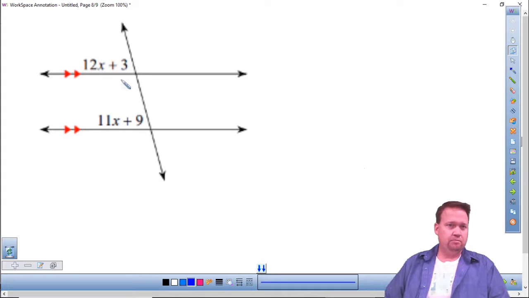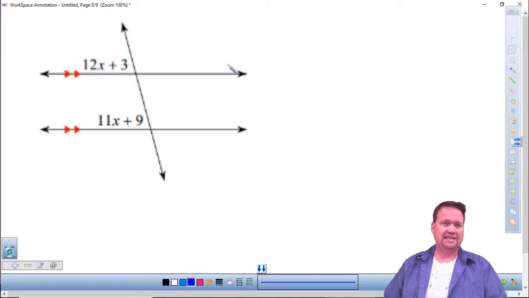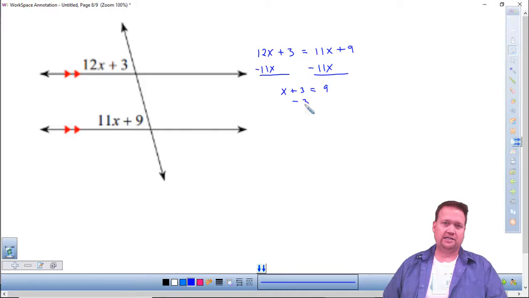Here's another situation, but this time I don't have same side interior angles, which means these two don't add up to 180. These are both corresponding angles. They're on the top left of their parallel line. Corresponding angles are congruent, which means these two angles are equal, and we need to write an equation that says that: 12x plus 3 equals 11x plus 9. Then we solve the equation to find x. We move the smallest number of x's first. We take away 11x, and we get 1x plus 3 equals 9. Then we take away 3 and get x equals 6. And that's it.